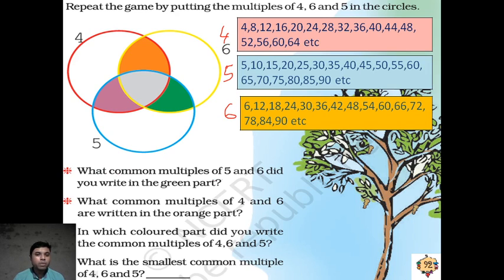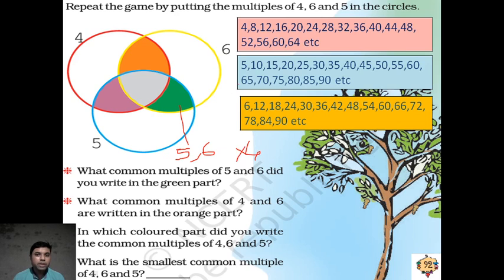Write what common multiples of 5 and 6 did you write in the green part? My dear student, look here, this is the green part. Now see one thing, the green part is inside the blue circle, inside the yellow circle, but is it inside the red circle? No, this is outside of the red circle. That means the numbers here will not be multiples of 4. So what will be inside green? Inside green there will be multiples of 5, multiples of 6, not multiples of 4.